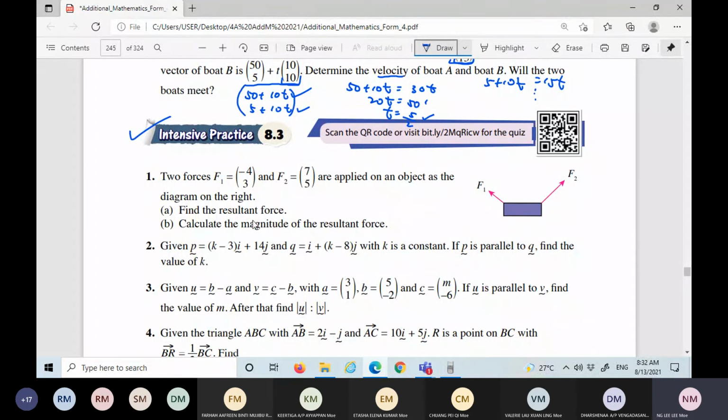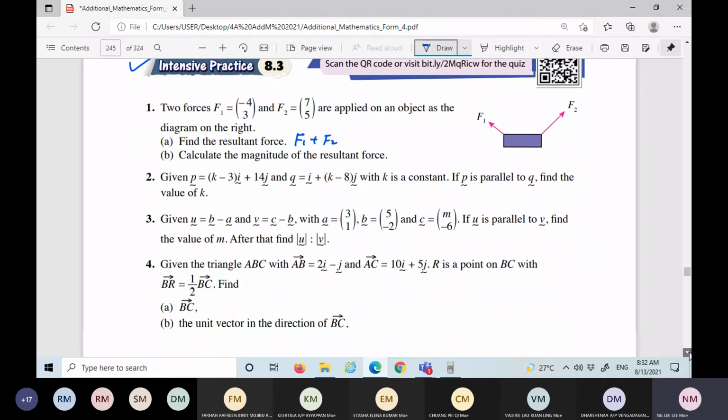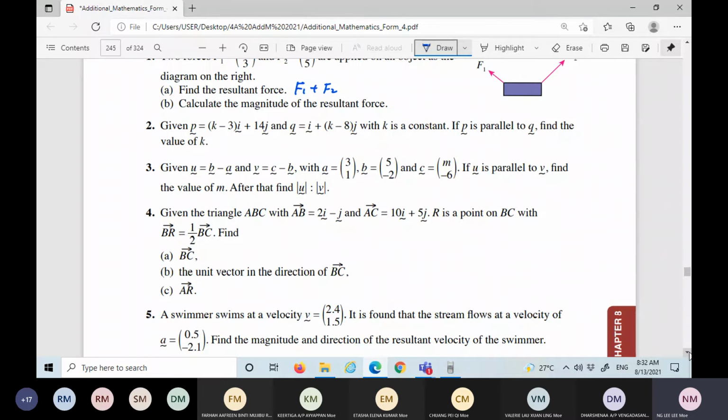You look at this. Number one, you have a force F1 and F2. When you want to find the resultant force, how to find? Also very simple. You just get F1 plus F2. Then the rest I think is okay. Any question you can ask, you can WhatsApp me.